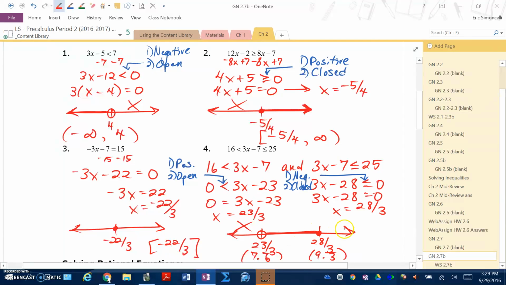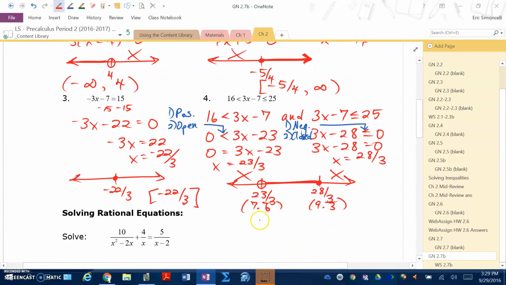And then last but not least, a number like 10 won't work, and I'm just going to test that here. So 10 times 3 is 30, minus 28 is 2, which is not less than or equal to 0. The answer in this particular instance is just 23/3, parentheses, 28/3 with a bracket.